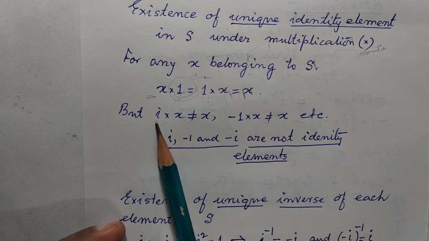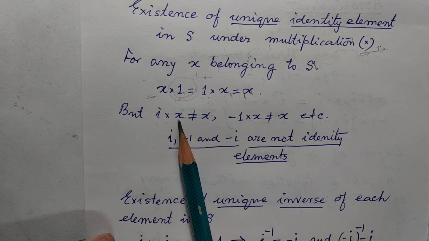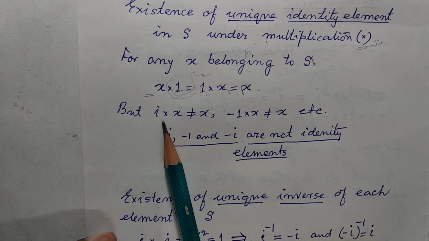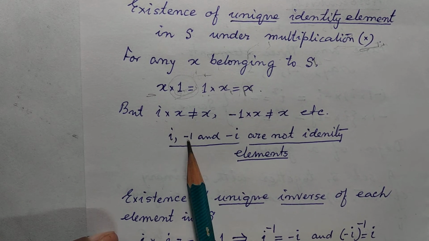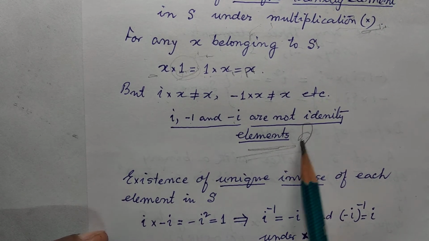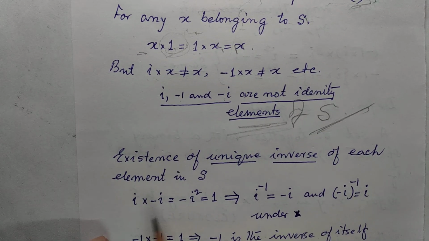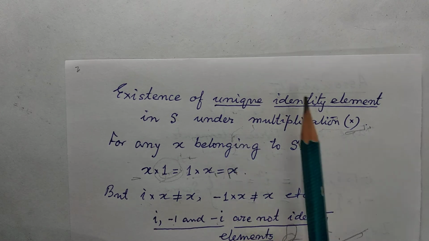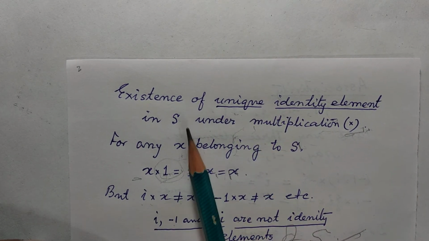However, i is not an identity element. i into x will give you ix. i into x is not x. Therefore, i is not the identity element in S. i, minus 1, minus i are not identity elements of S. Therefore, S has a unique identity element. One and only one identity element exists in S.